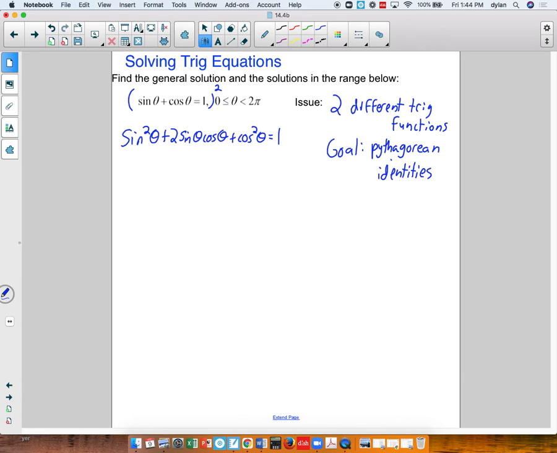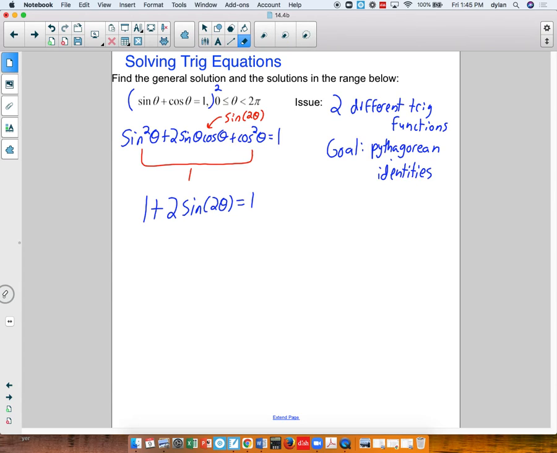So now this is where we start having to really understand and recognize a lot of our identities. In this case, sine squared theta plus cosine squared theta is just 1. And 2 sine theta cosine theta, that's one that you should recognize as sine of 2 theta. That's one of our double angle identities. So in this case, we actually have 1 plus sine of 2 theta equals 1.